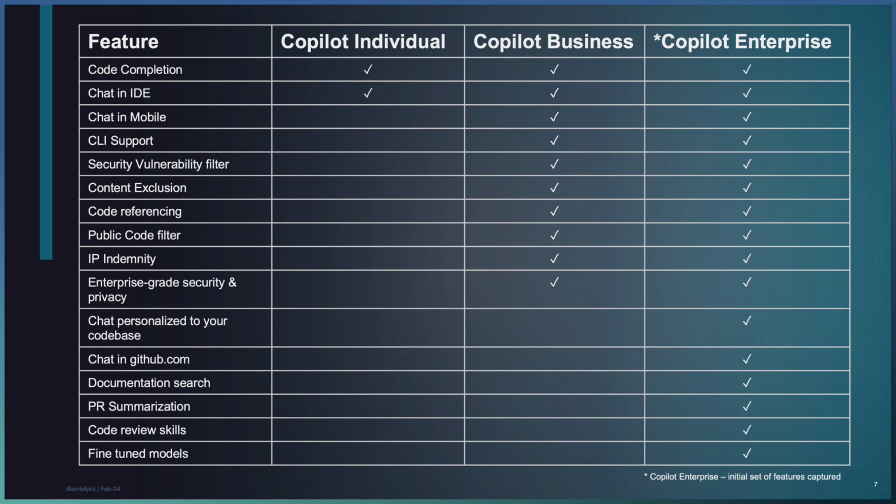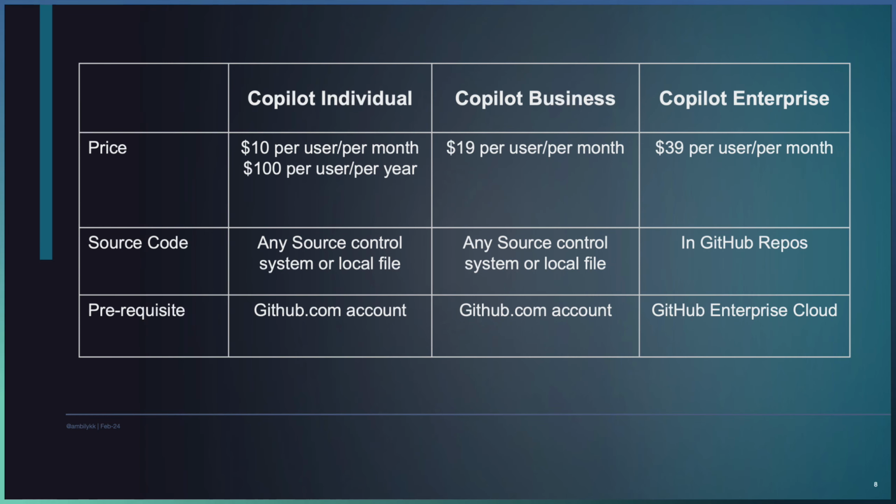Let us quickly view the comparison on the pricing aspects. Individual costs $10 per user per month, whereas Copilot Business is $19 per user per month. Copilot Enterprise costs $39 per user per month.